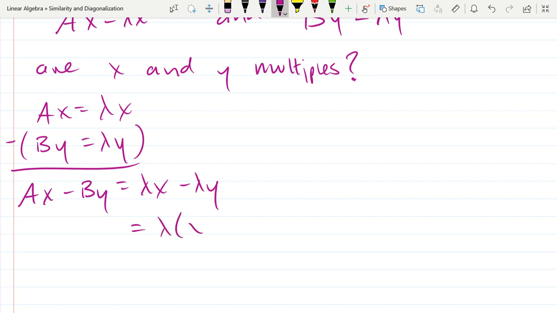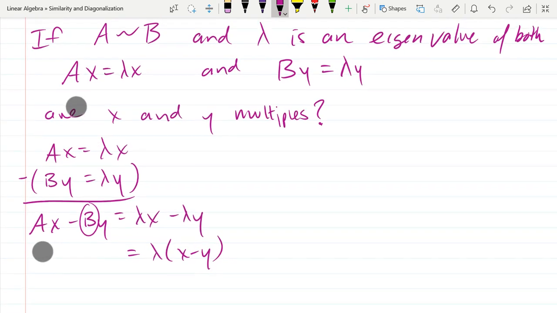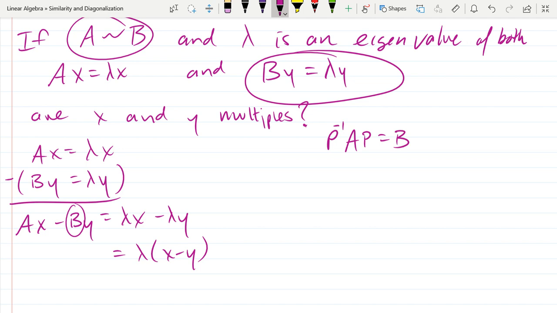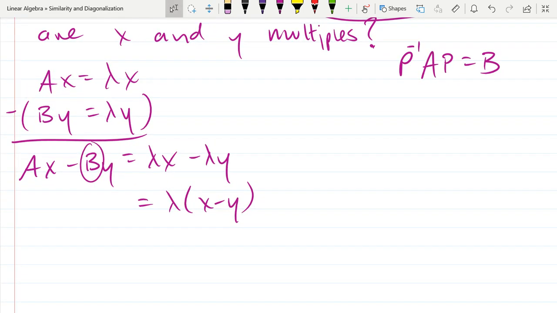The only thing I can see to do here. What can I replace B with? I made one assumption at the top that I didn't really use any of the consequences for. So that means P inverse AP equals B. So that property, let's use that right now. If that doesn't give us anything useful here, we can always come back to this part right here and use that property as well. So let's use it down where we are. So we got AX minus P inverse AP Y. Not sure what to do next.